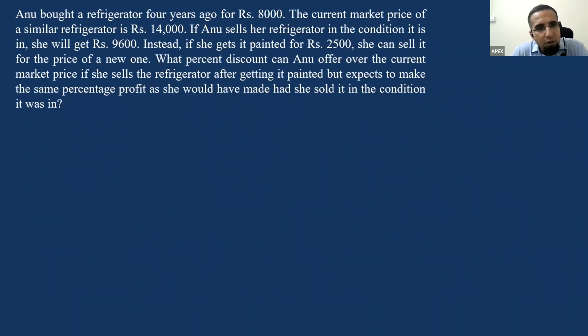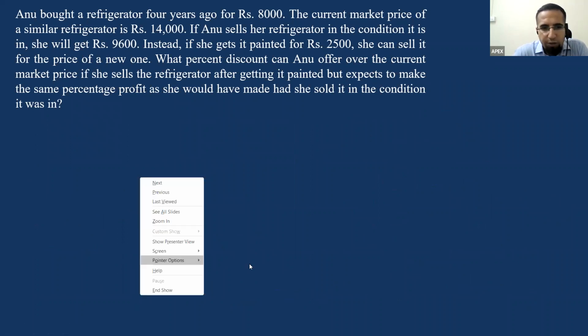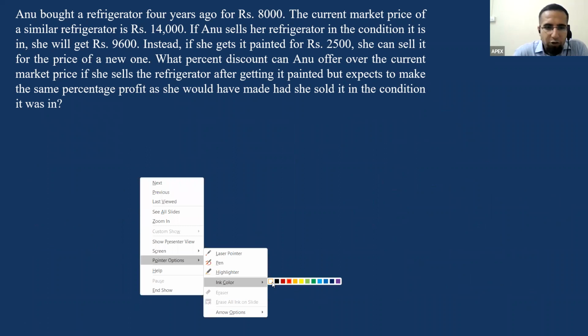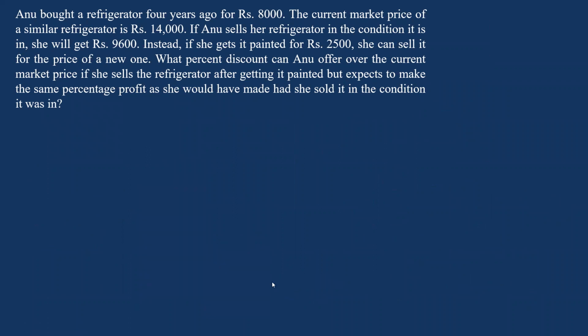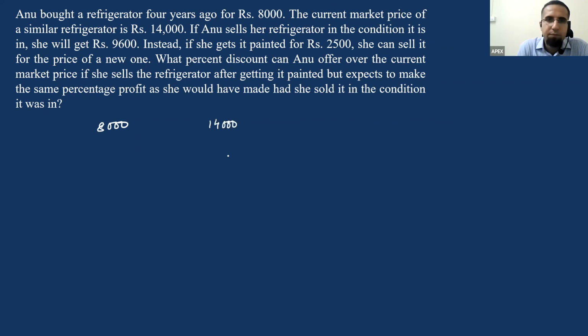The next question is talking about profit and loss. So if I talk about profit and loss here, what am I given here, guys? Yep. So we are given Anu bought a refrigerator 4 years ago for 8,000 rupees. The current market price of a similar refrigerator was 14,000 rupees. If Anu sells the refrigerator in the condition it is in, she will get 9,600 without additional expenses.